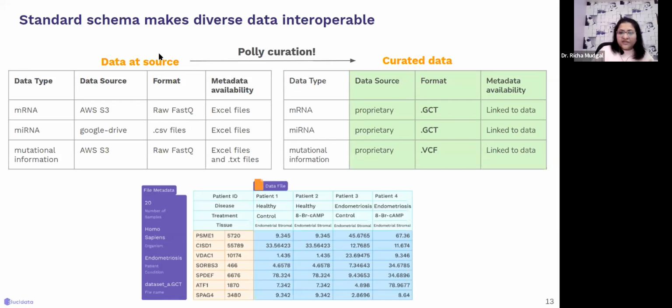When we curated the data set for them, we first processed the data through a standard pipeline and stored it in a standard format, which is a DCD format. We also attach the available metadata to each of the data sets. When we store this data, we index these data sets, which makes the data queryable in a much more effective manner.